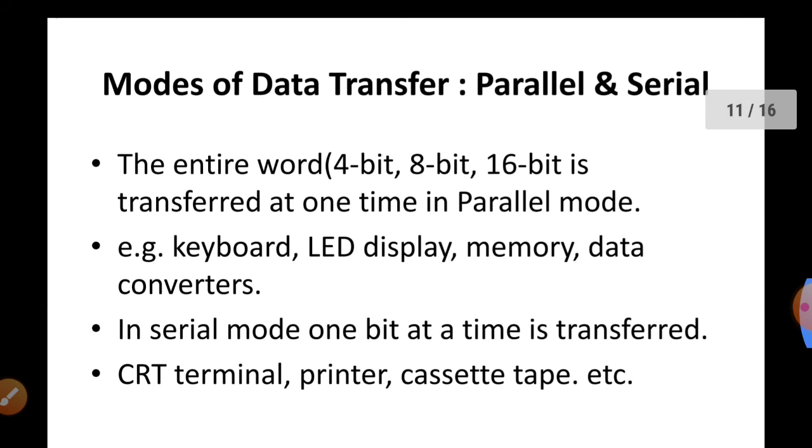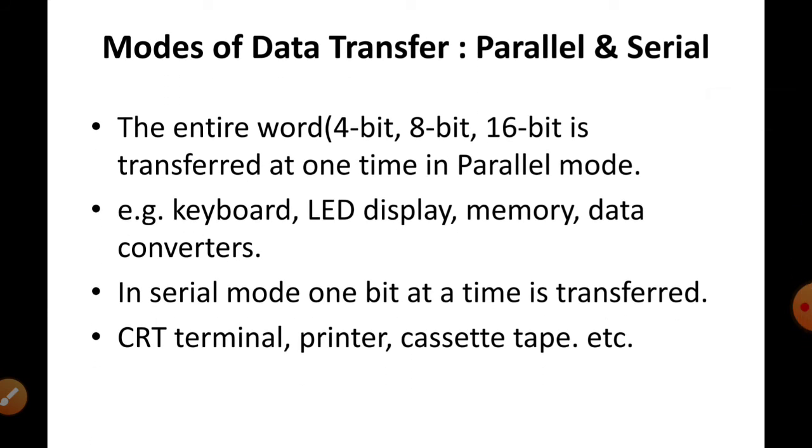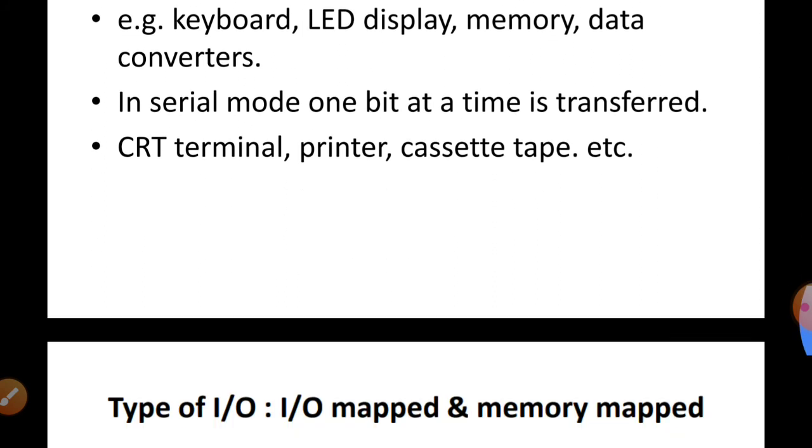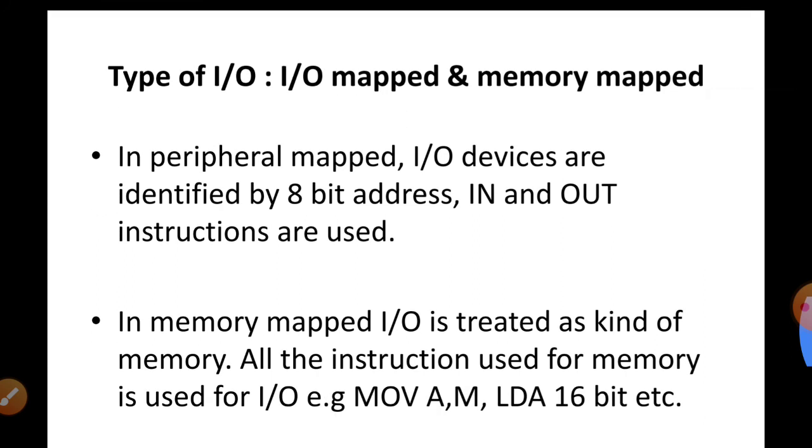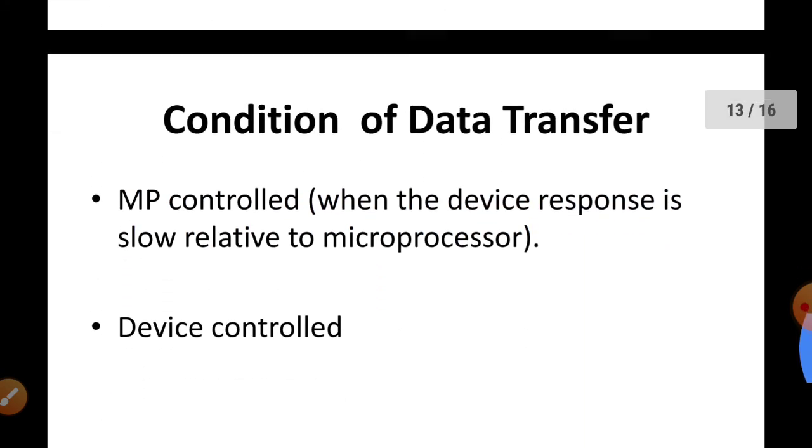Now, I have already explained the modes of data transfer, in which we have the parallel mode and the serial mode. Parallel mode means 4 bit, 8 bit, 16 bit at a time. Serial mode means 1 bit at a time. I have also given the idea of input output mapped and memory mapped input output, in which in input output mapped, input output is considered to be a separate entity. In memory mapped, all the input output devices are considered to be a type of memory.